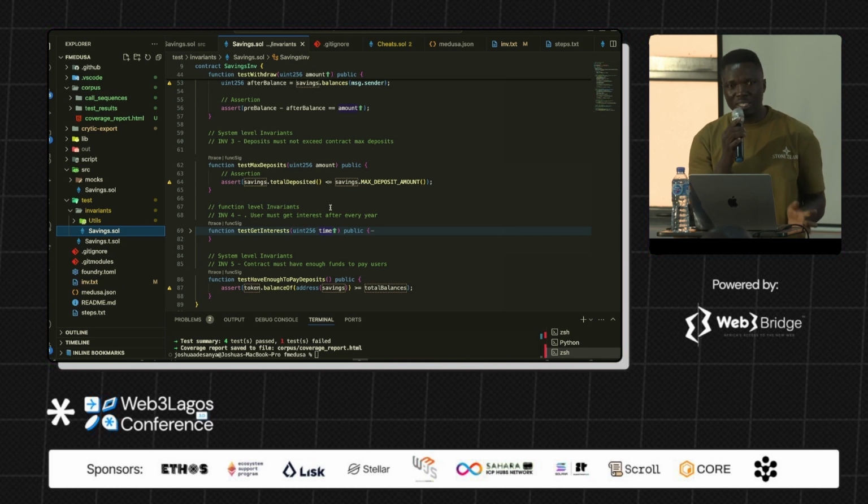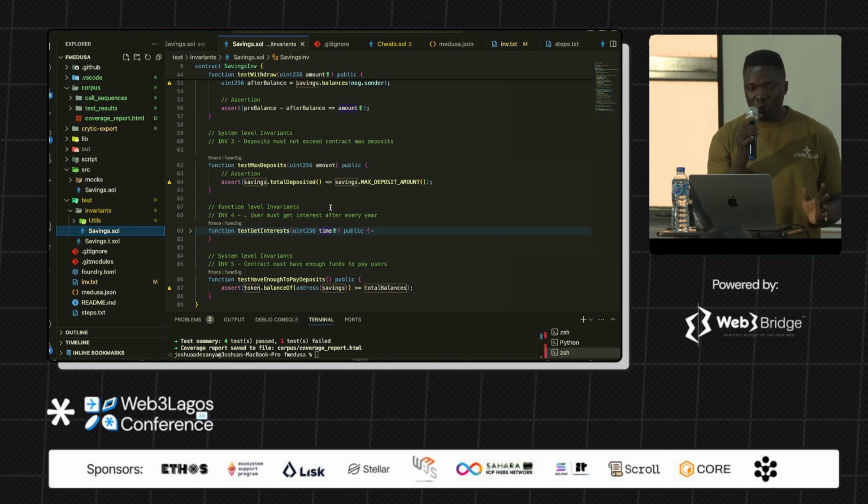Okay, so this third level, which is the system level: deposit must not exceed the contract max deposit. This one is very, very straightforward. All I need to do is know the total deposited in the contract and make sure that it is always less than or equal to the max deposit. Does that make any sense?